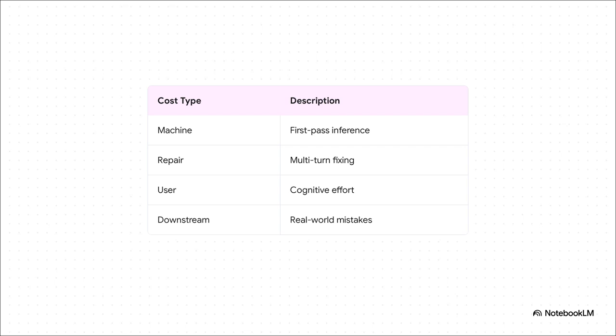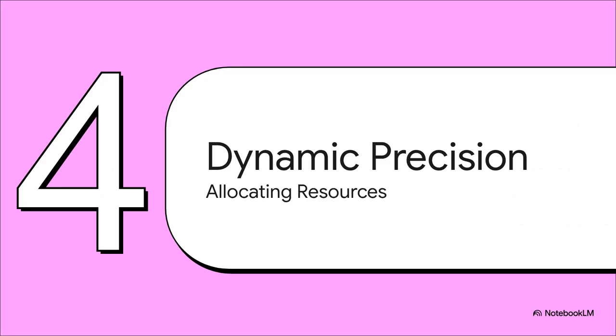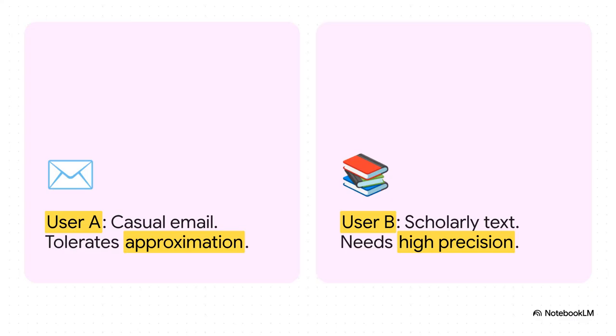Think about it. If an AI writes a flawed legal summary quickly, the downstream error cost is astronomical. True efficiency simply has to factor in human fatigue and real-world mistakes. Which leads us to the core solution in Part 4, precision as a dynamic resource. So we need to start treating precision as a dynamic resource.